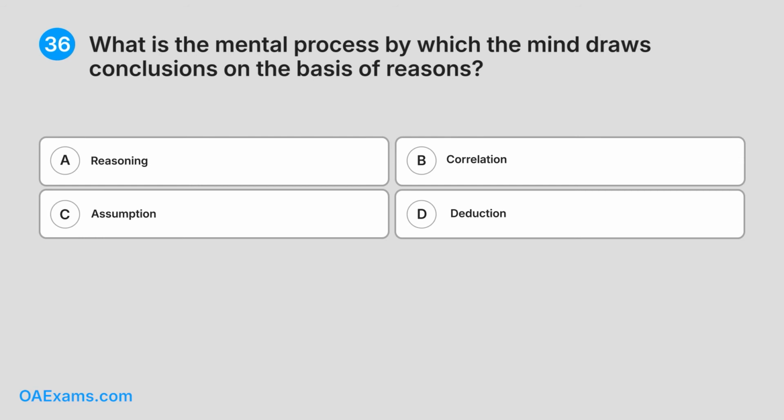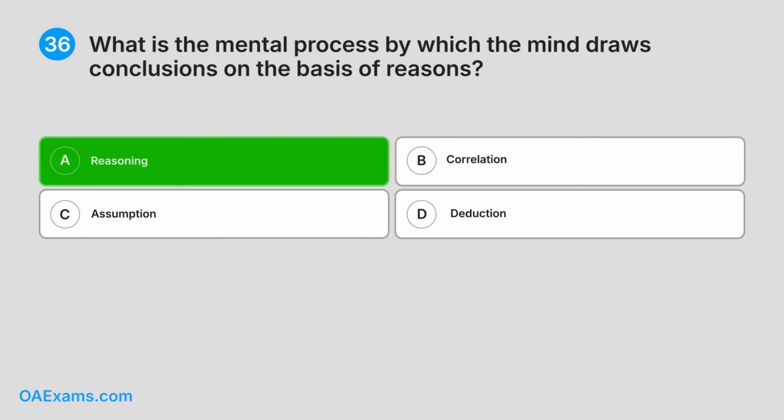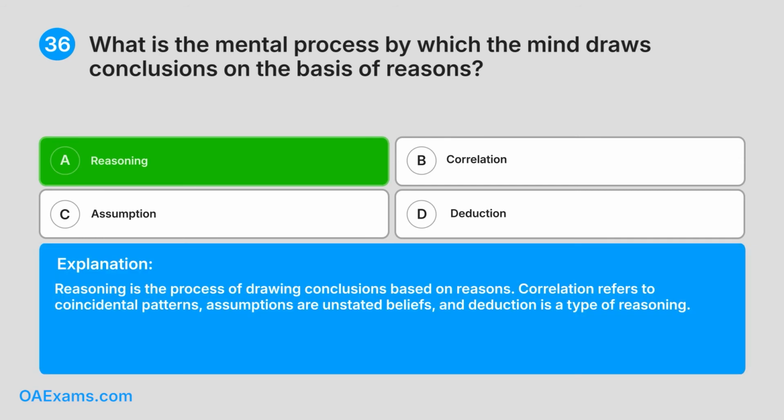Correct answer. A. Reasoning. Explanation. Reasoning is the process of drawing conclusions based on reasons. Correlation refers to coincidental patterns. Assumptions are unstated beliefs, and deduction is a type of reasoning.